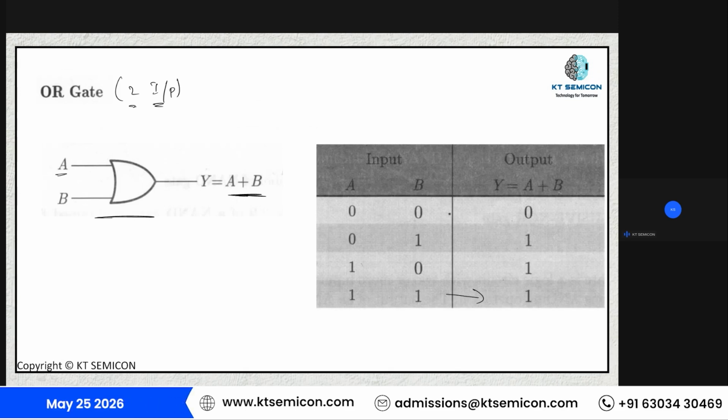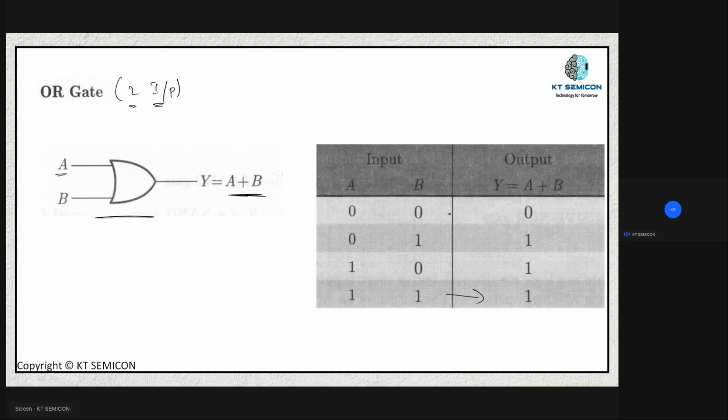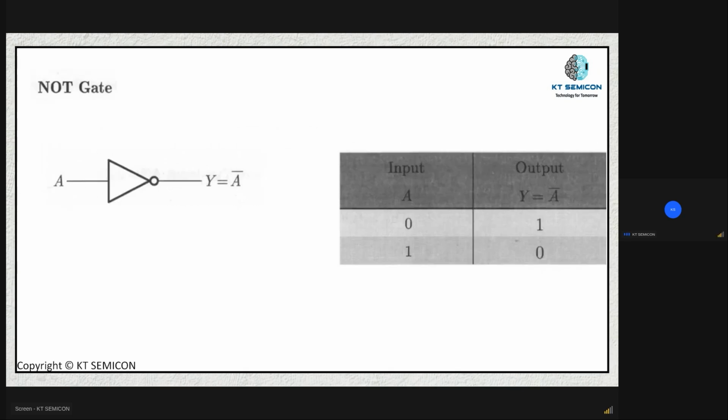That means if any one of the inputs of your OR gate is equal to 1, then you get your output as 1. Or else, if both the inputs are equal to 0, your output is equal to 0. This is nothing but my OR gate. NOT gate we have already discussed.